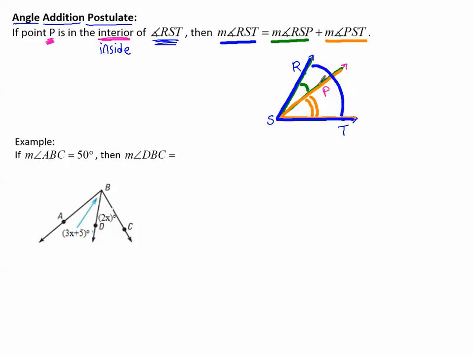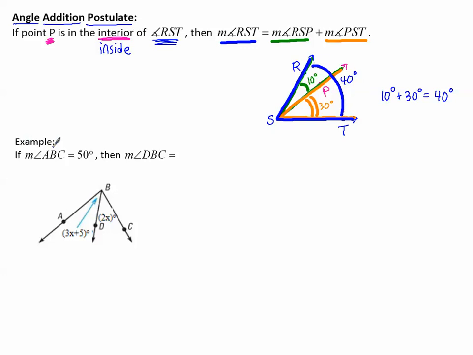Let's take a look at it with some numbers put in. Let's pretend that the measure of angle RSP is 10 degrees, and then that the measure of angle PST is 30 degrees. If we go 10 degrees and we go 30 more degrees, 10 degrees plus 30 degrees makes 40 degrees. Angle RST all this way would be 40 degrees. Notice that I put the measurement of the angle in the middle of where the arc is.